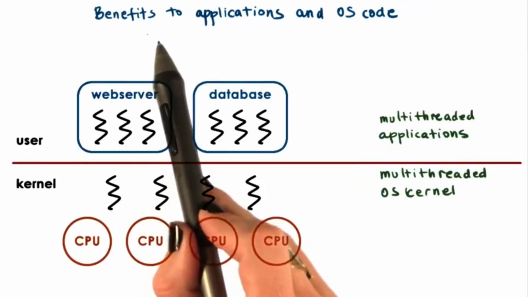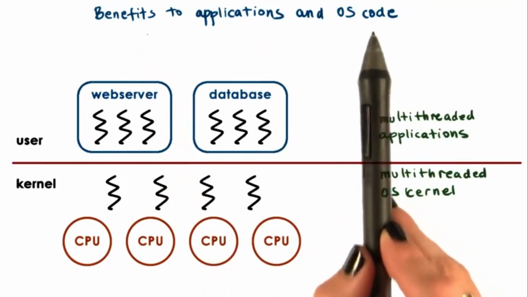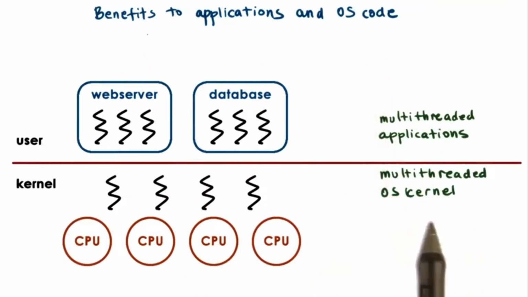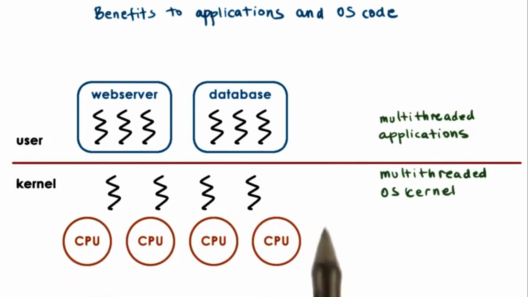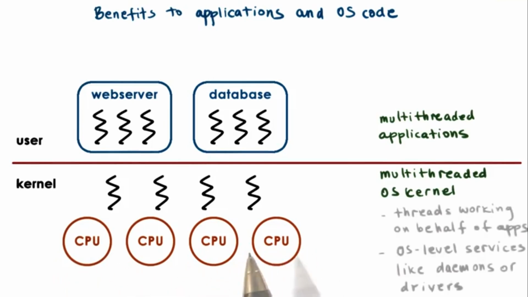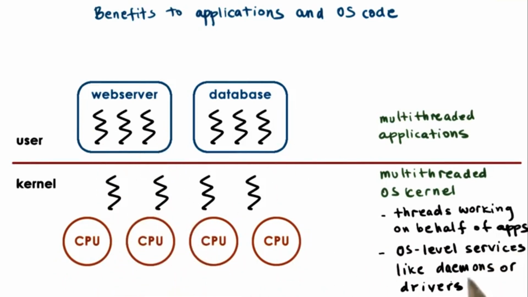There are benefits of multithreading both to applications, when we have multithreaded applications, but also to the operating system itself. By multithreading the operating system's kernel, we allow the operating system to support multiple execution contexts, and this is particularly useful when there are in fact multiple CPUs, so that the operating system context can execute concurrently on different CPUs in a multiprocessor or multi-core platform. The operating system's threads may run on behalf of certain applications, or they may also run some operating system level services like certain daemons or device drivers.